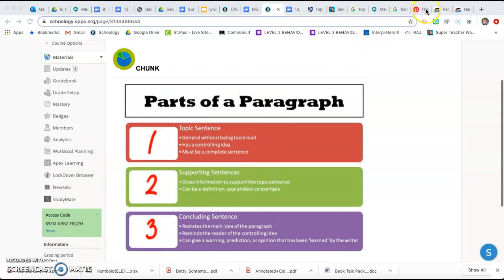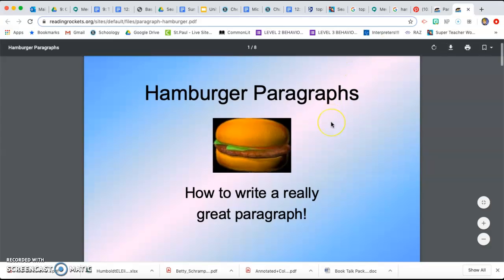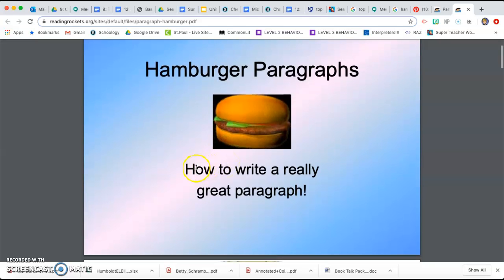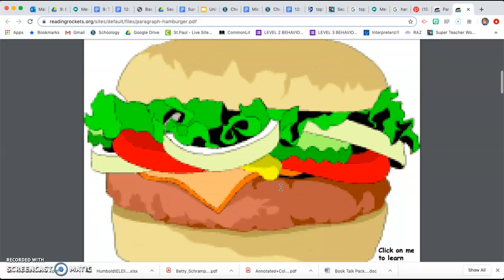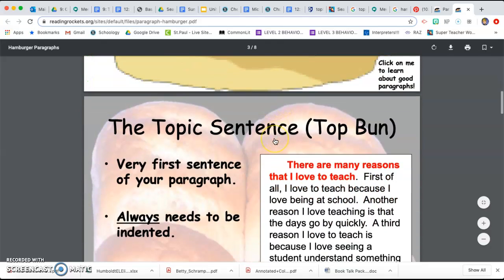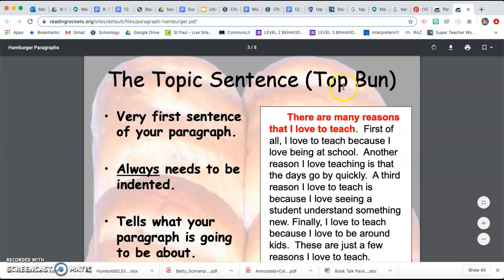But before we do that, very quickly, I'm going to kind of make a comparison. Sometimes we call paragraphs hamburgers. It's not because they're tasty. I mean, hamburgers are tasty, but paragraphs are not tasty. But here's how we're going to write a really great paragraph. So think about your paragraph like a hamburger, right? You got the buns, the meat, the cheese, and all the vegetables, maybe some ketchup and mustard. So the topic sentence is the top bun.